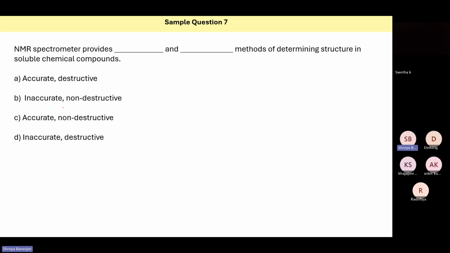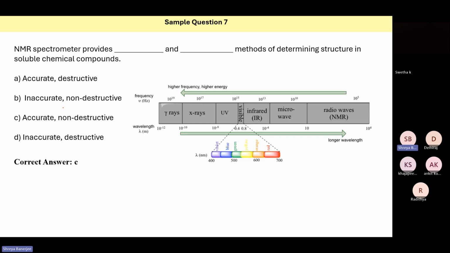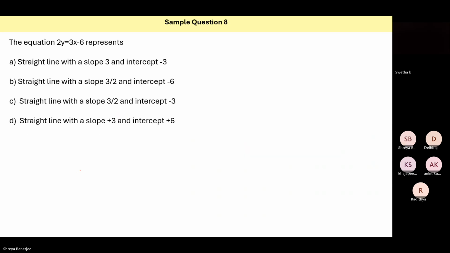Then this we have already discussed: we discussed that NMR is a non-destructive technique because it uses low energy radio frequency. So A and D are cancelled out, which are destructive. And we know NMR is very accurate. It can distinguish even very small chemical environment differences of hydrogen. So it is option C, which is the correct answer.